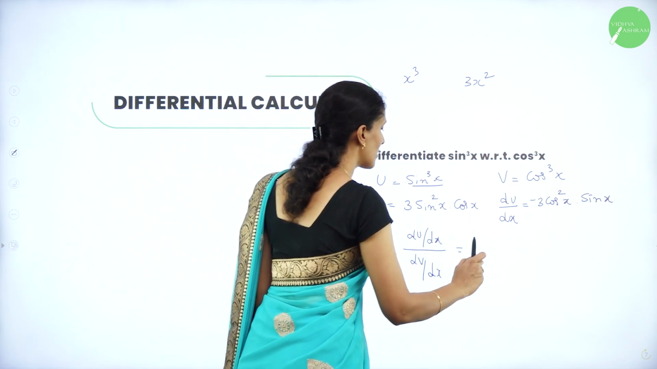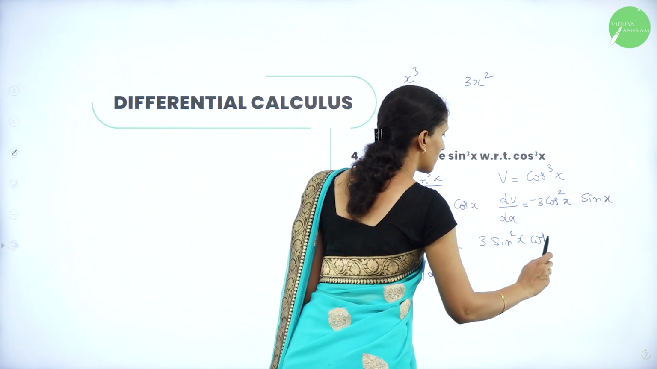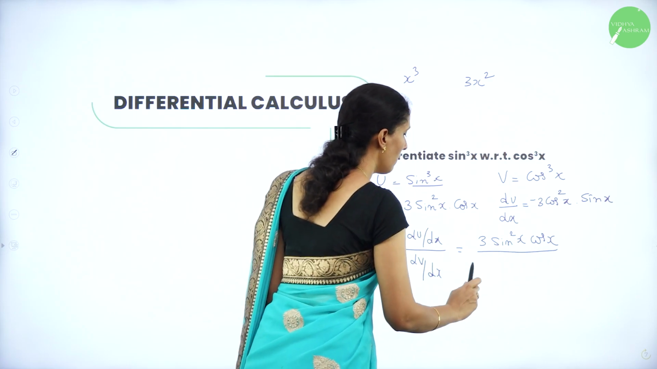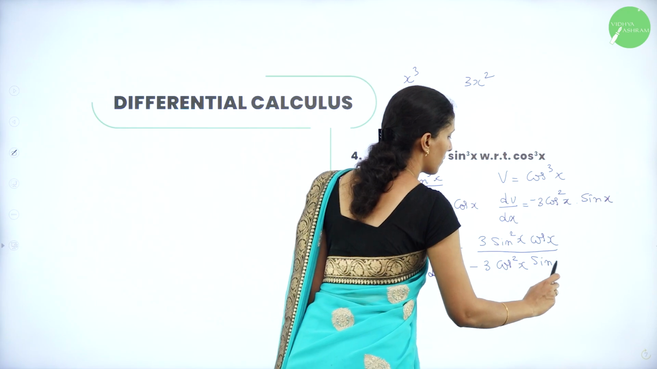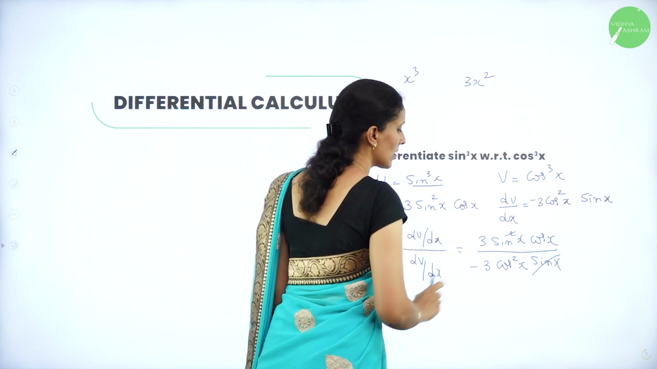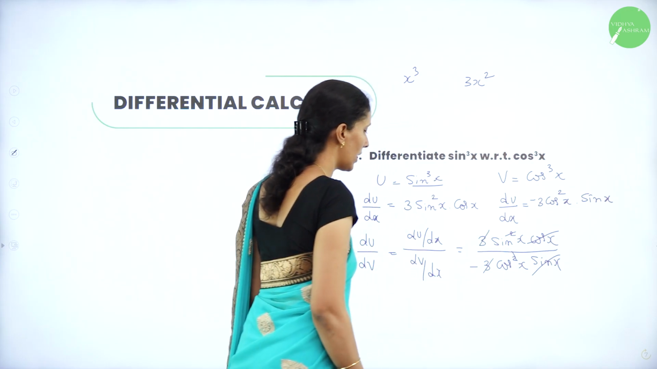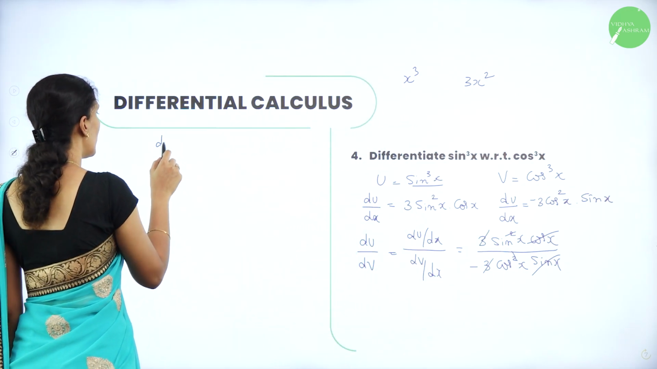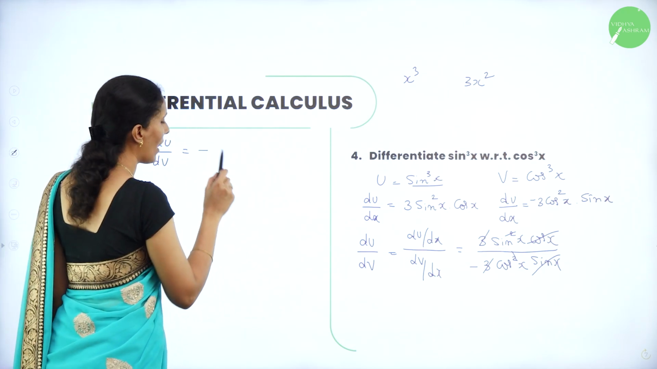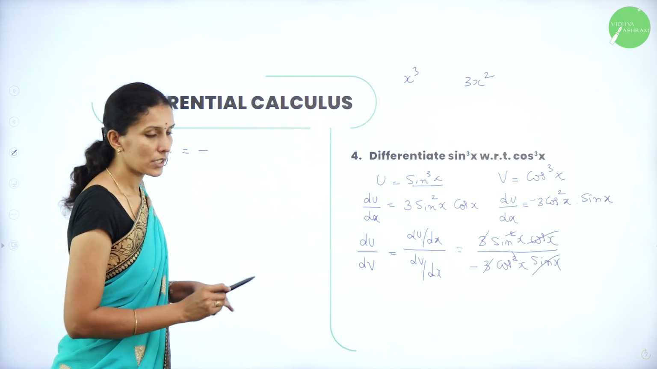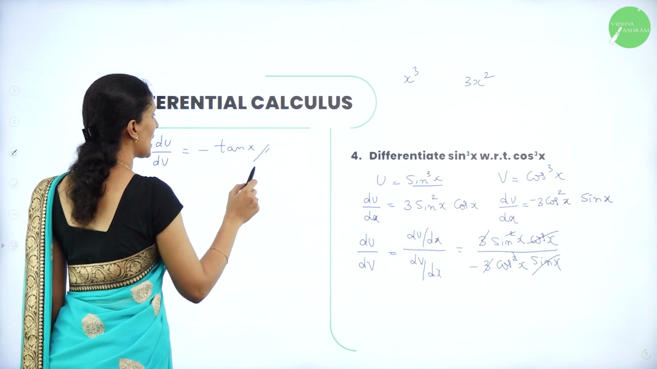What is du by dx now? 3 sine square x cos x. And here you have minus 3 cos square x sin x. So 1 sin x gets cancelled, 1 cos x cancels, 3 and 3 get cancelled. Now what is your du by dv? So it is minus, you have 1 sin in the numerator, 1 cos in the denominator, sin by cos is tan. So the answer is minus tan x.